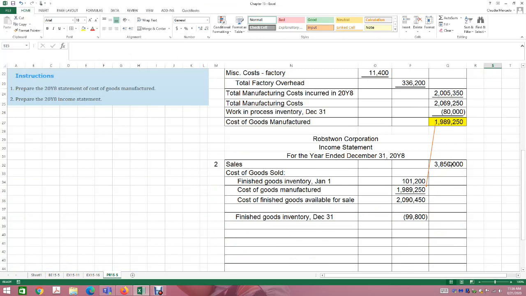This is how much we sold our goods for: $3,850,000. And then we're calculating our cost of goods sold. We started off with goods available to be sold from last period of 101,200. During this year, we manufactured 1,989,250 for a total of 2,090,450. At the end of the year, I have $99,800 worth of merchandise sitting in my warehouse that has not been sold. So now I can figure out how much I actually did sell.